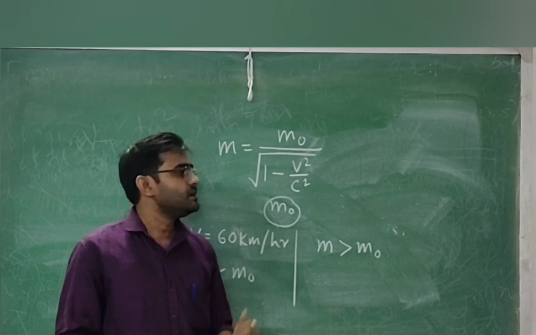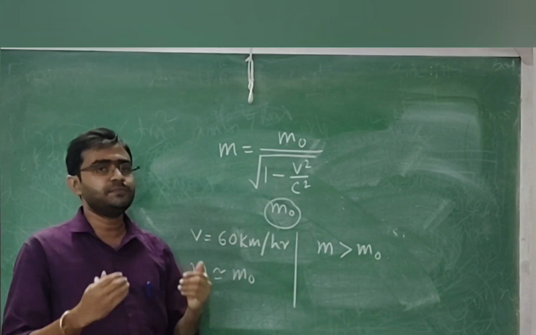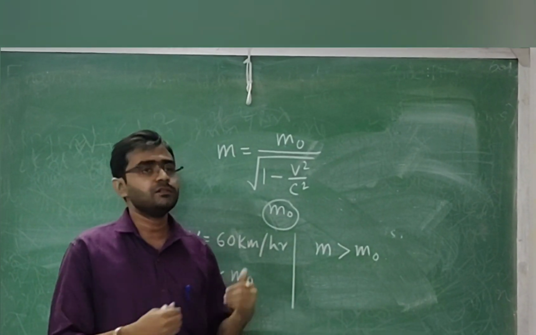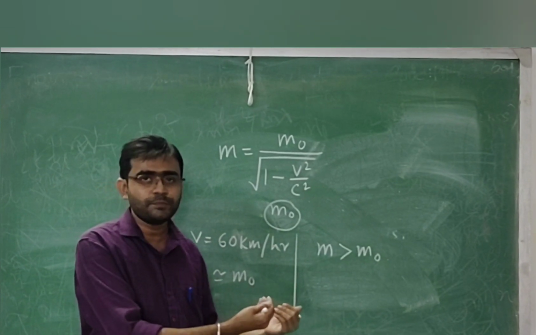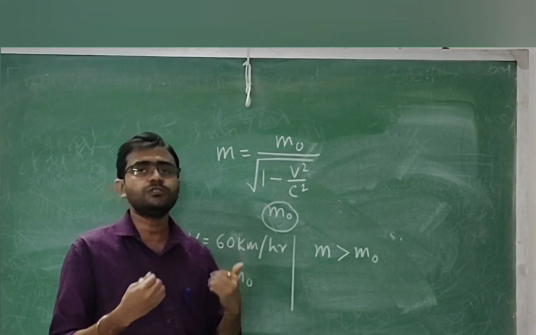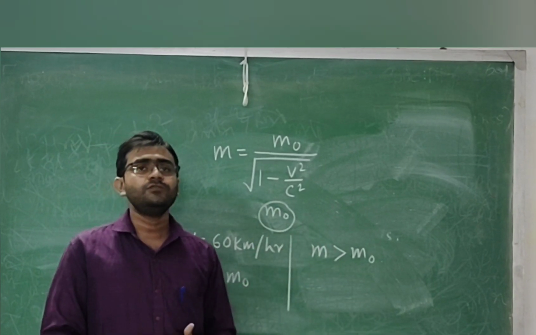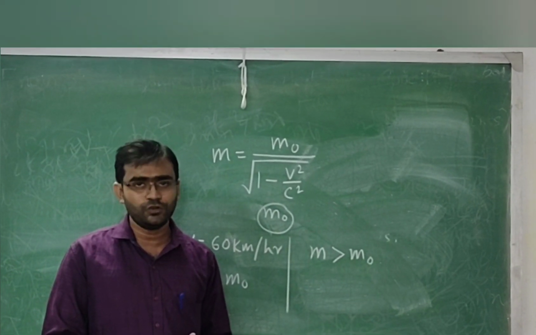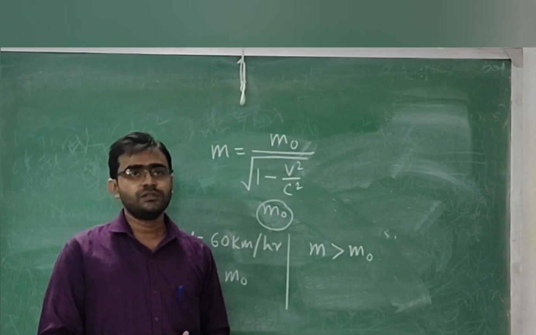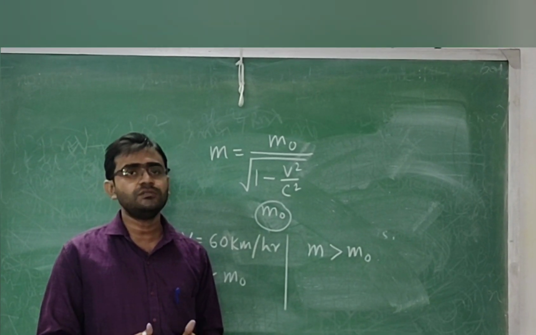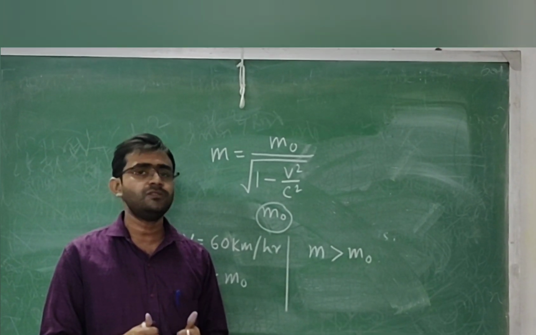Then you can say classical mechanics is basically macroscopic, quantum mechanics is microscopic. In classical mechanics, Newton's laws of motion will be followed. In quantum mechanics, Newton's laws of motion will not be followed properly. So I hope you have understood the difference between classical and quantum mechanics.